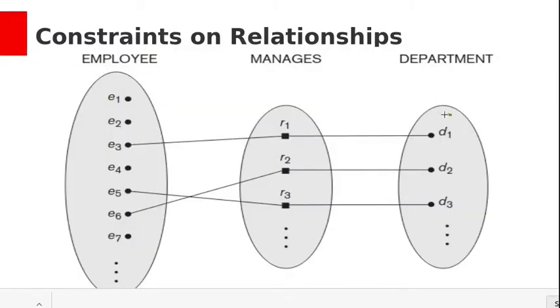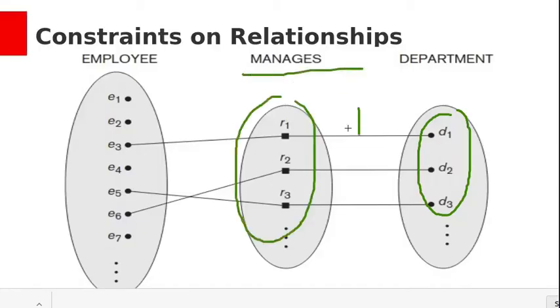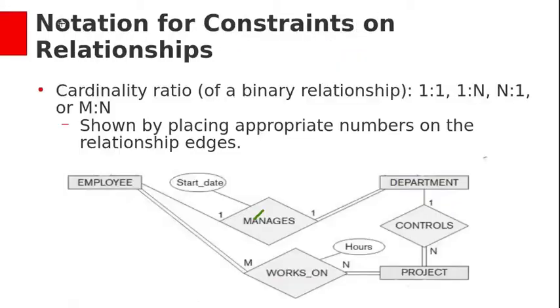If you see here, all the entities, department 1, department 2, department 3, all are participating in this manages relationship. This is the total participation. But if you see here, only some of the entities, E3, E5 and E6, are participating in this relationship type. So this is the partial participation. Minimum cardinality is 0 for partial participation because these entities are not participating in this relationship, and minimum cardinality for total participation is 1, meaning all the entities will participate in this relationship type.